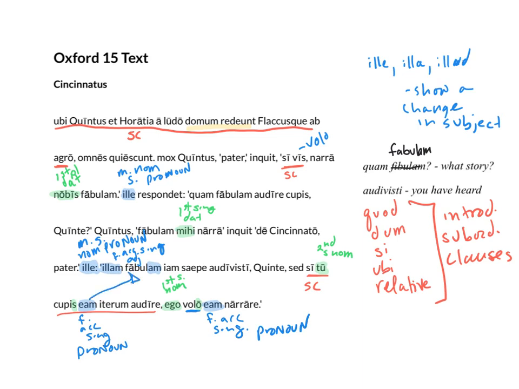That's the it. What do you wish to hear? What do I wish to tell? The story. And our pronouns are going to be the same gender and the same number as the noun that they replace, but they'll get the case from the use in their own sentence. So here, both of these eam are accusatives because they're both the direct objects.